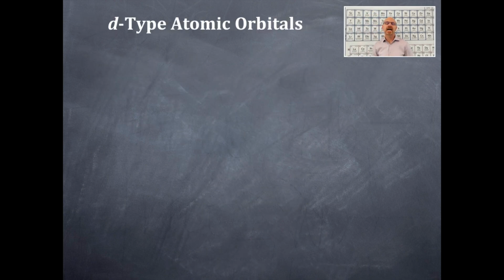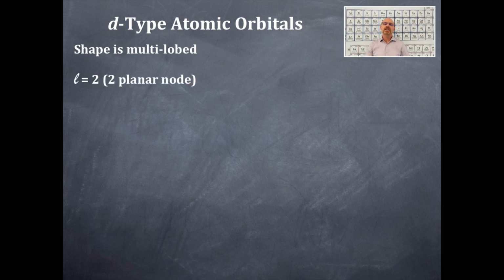So the d-type orbital, the d in diffuse type atomic orbitals. The d-type orbitals are multi-lobe. They get very complex from this point forward. When L equals 2, it's a d-type orbital. When L equals 2, that lets you know that there are two planar nodes. Remember the x, y, and z planes. We're talking about a three-dimensional object that is an atom here.